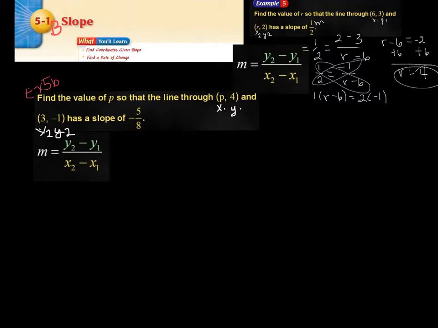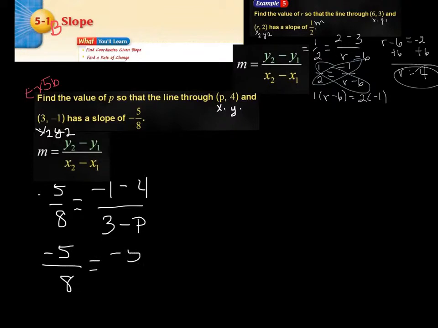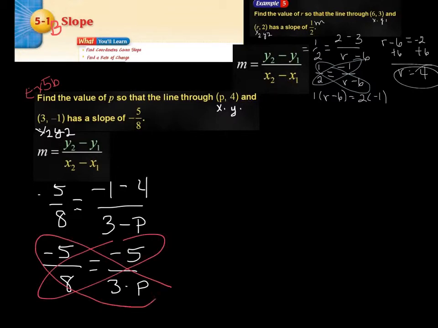This time our slope is more interesting, negative 5/8. And we're going to have negative 1 minus 4 for a change in y, and 3 minus p for a change in x. Okay, so I have negative 5 over 8 equals negative 5 over 3 minus p. They're both 5s, but we're going to go ahead and do it anyway, like we didn't know where it was going.